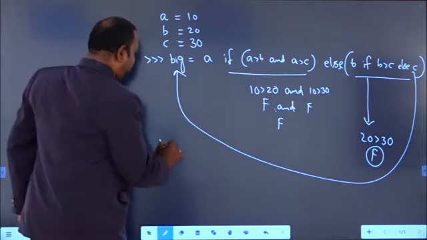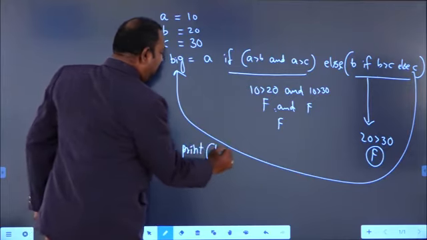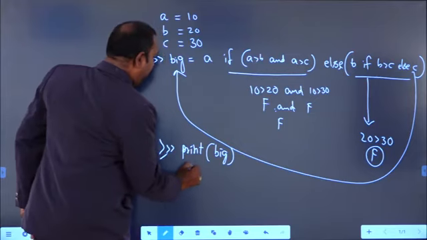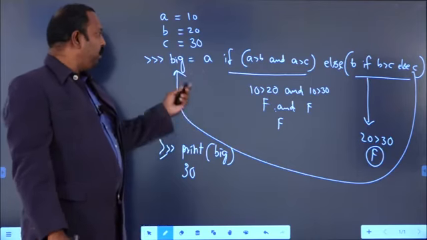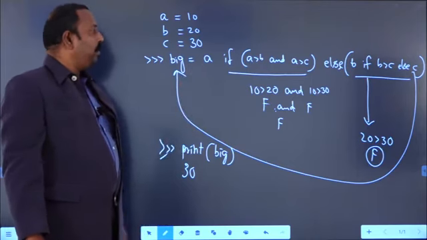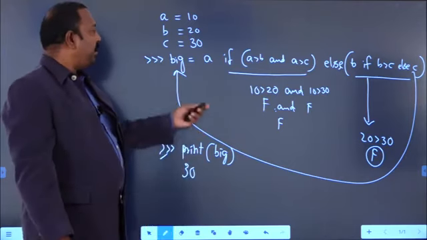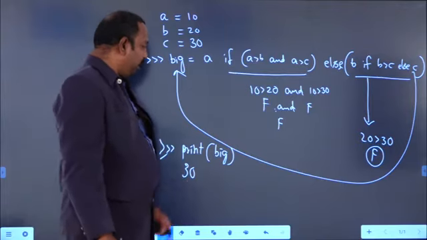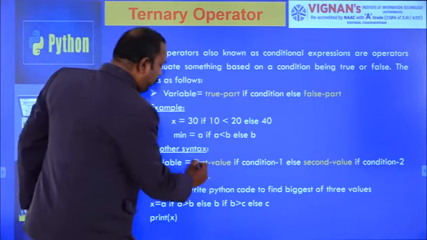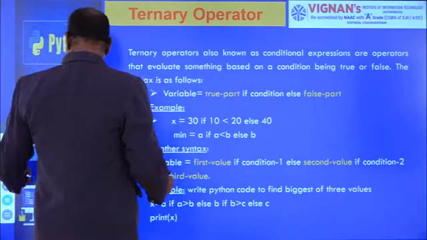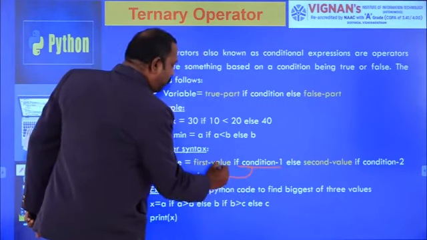Suppose I write print big, you will get the value 30 out of the a, b, c values. So c is the greatest value. That's why if you print big, you will get the value 30. So this is the logic for finding the biggest of three numbers using nested ternary operators. This is the nested ternary operator syntax. First value, if condition 1 is true, it will execute the first value.